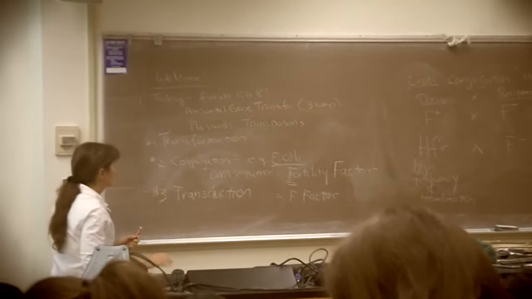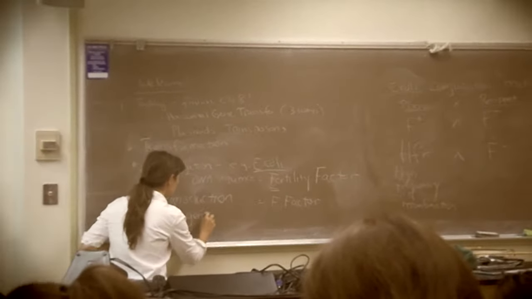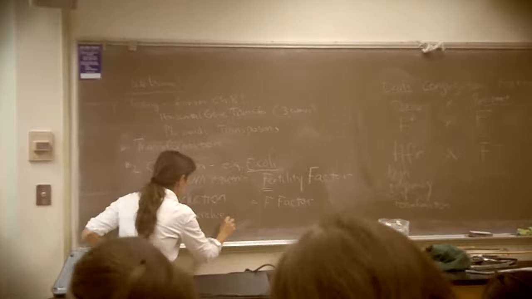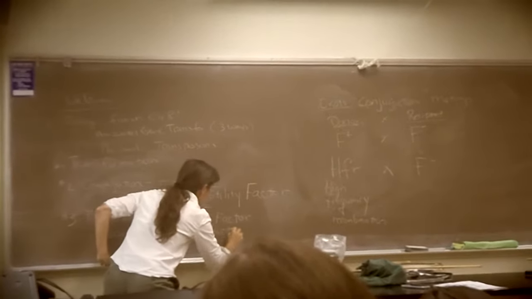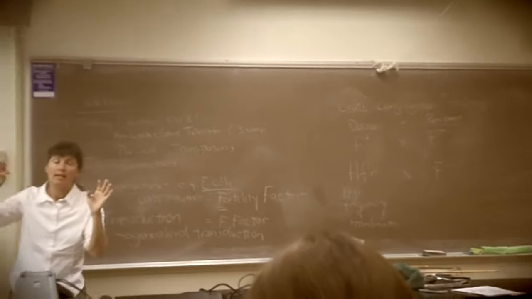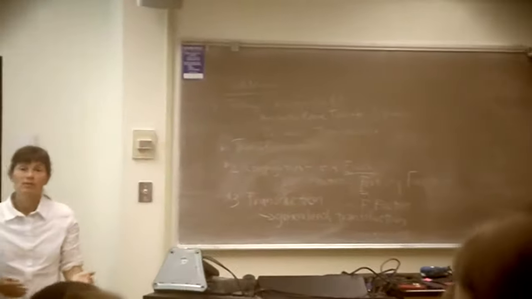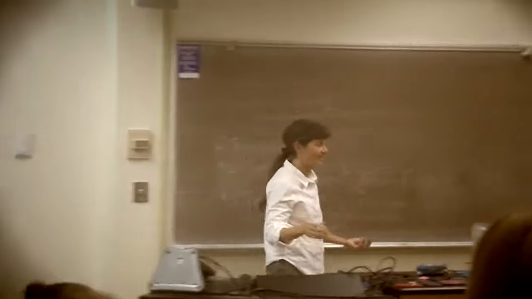So what we're going to do is look at the simplest type of transduction, which is called generalized transduction. Generalized meaning that any donor gene can be transferred to the recipient. And this is the simplest type of transduction. And it is wild. It is crazy.